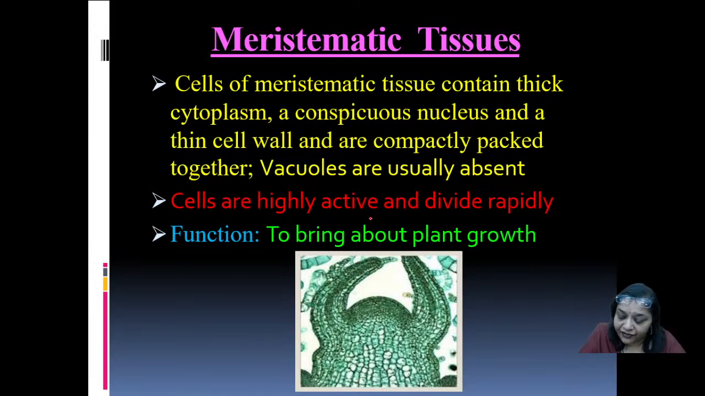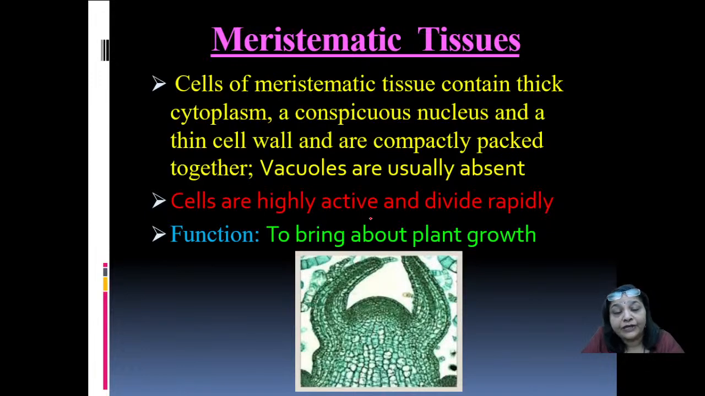Even though they are highly active, they are quiescent. That is, quietly they continue dividing rapidly. Even though they are highly active, the growth is not visible to the naked eye, but we can see the effect of the growth. That is, we see the increase in length of the stem, increase in the length of the roots. The same way we can see that small leaf-like structures start becoming larger leaves.